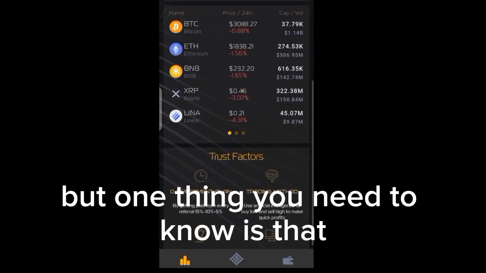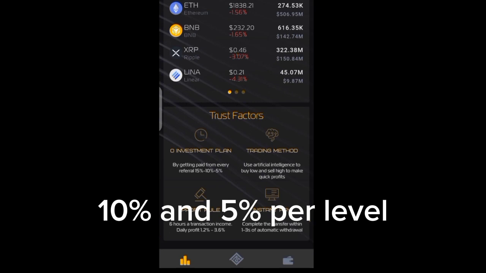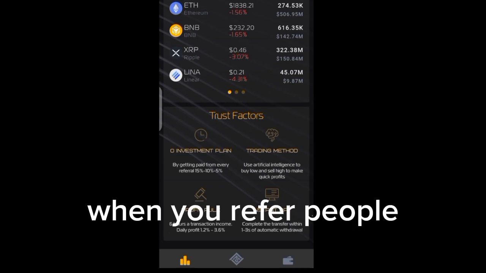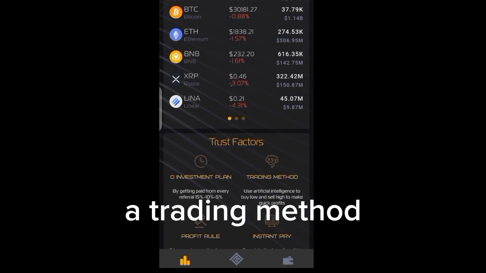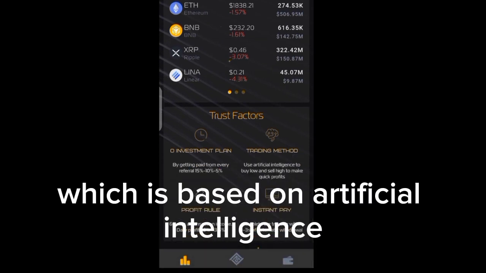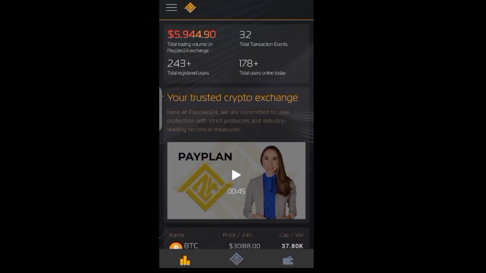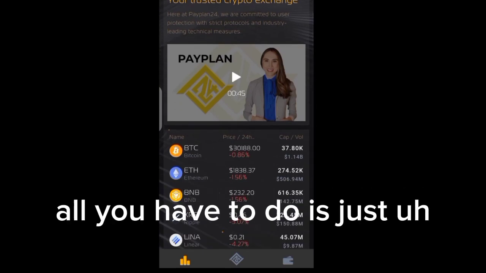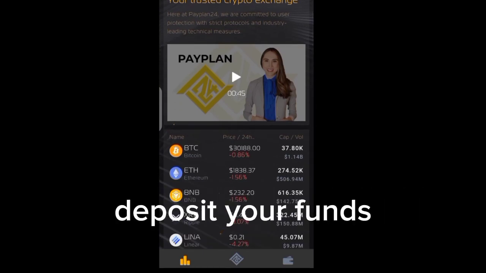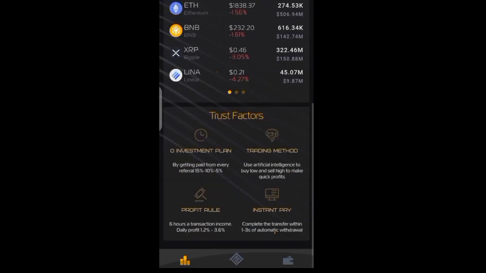One thing you need to know is that this platform pays up to 15%, 10% and 5% per level when you refer people, and they have a trading method which is based on artificial intelligence. So if you are a crypto lover but you don't know how to trade, or how to get started with crypto trading, this is the best platform for you, because all you have to do is just deposit your funds and they trade for you, you make your money, and that's it.